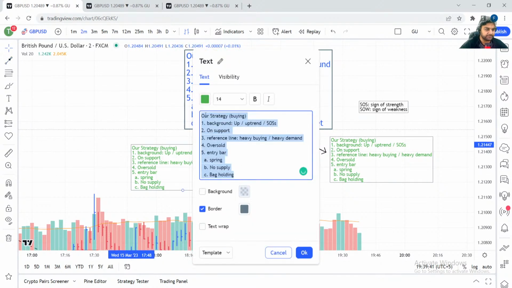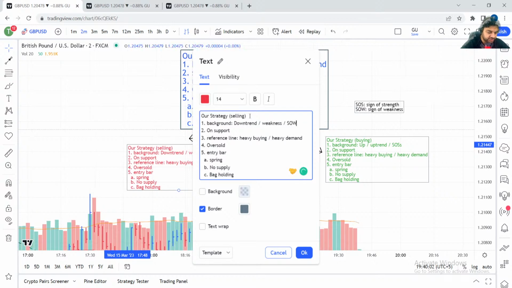I will make this red. So for selling, I will write down selling over here. For selling, the background should be weak. It should be a downtrend or weakness or SOWs in the background. And then it should be on resistance. It should be below the resistance.